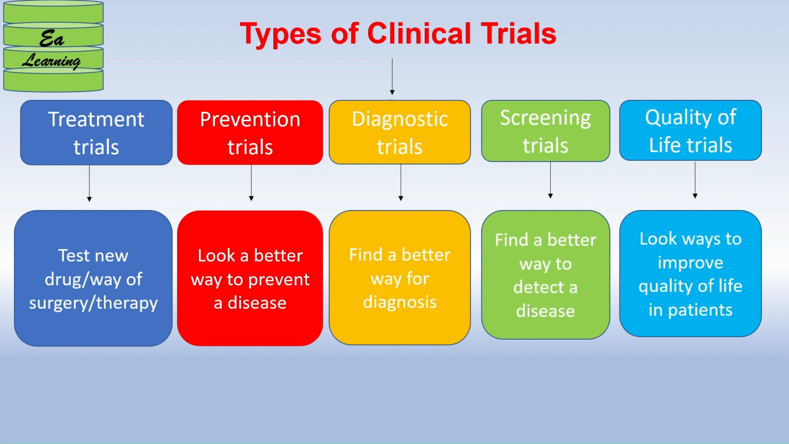And the fifth type of clinical trial is the quality of life trial, to look for a way to improve the quality of life in patients. It's not about finding a new drug or preventing a disease, but about how you can improve the life of a patient to a better quality. So these are the different types of clinical trials.